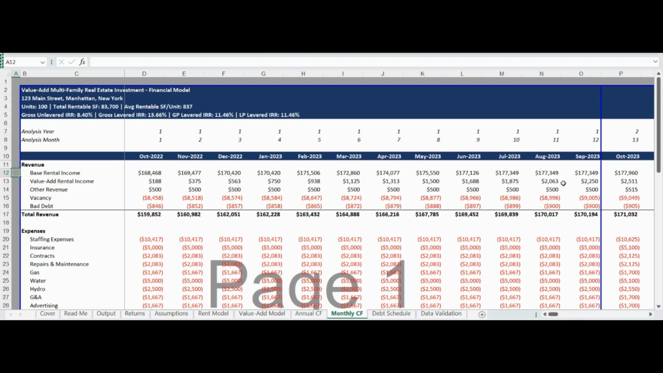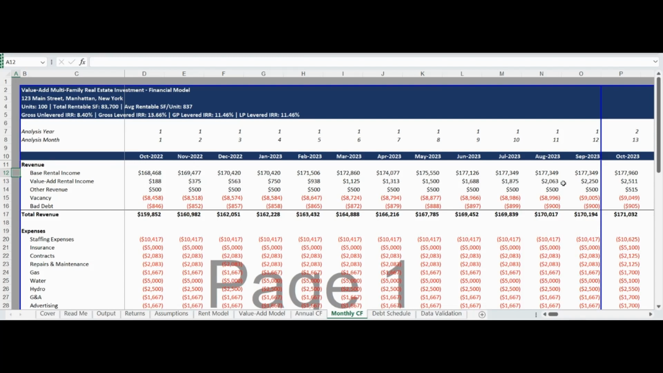The statement begins with rental income, which is a monthly consolidation of the rent model forecast. Other revenue is calculated based off the per unit monthly assumption input for your analysis. Vacancy and bad debt are contra revenue accounts and make deductions from rental and other income to determine the effective monthly revenue.